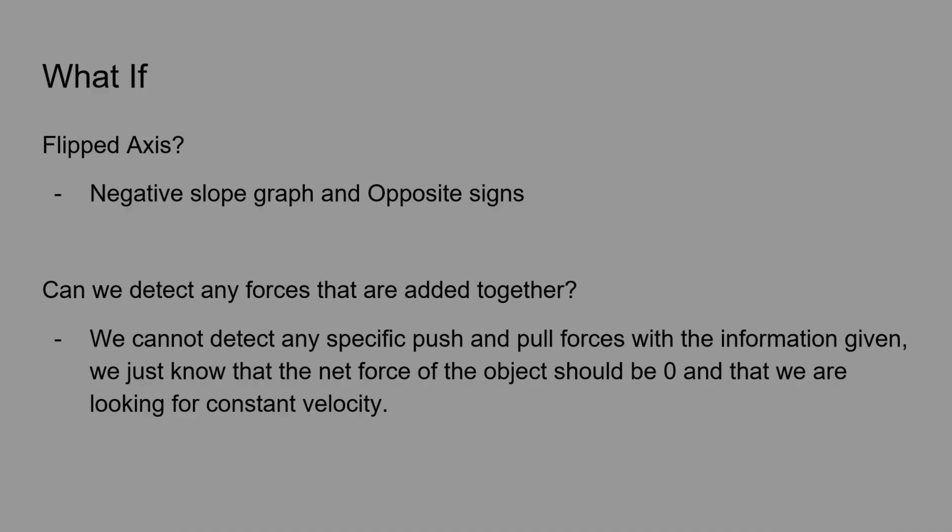If the axis flipped, then the slope would become a negative slope graph, and the signs would switch and become opposite. And we cannot detect any specific push and pull forces with the information given. We just know that the net force of the object should be 0, and that we are looking for the constant velocity of the object.